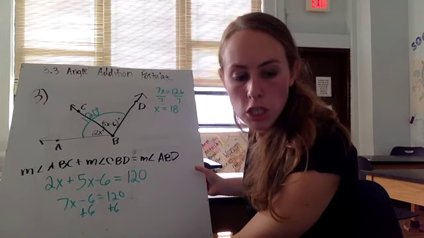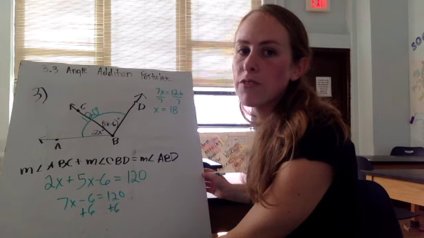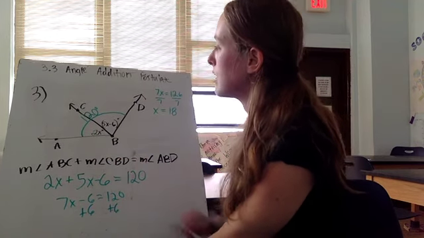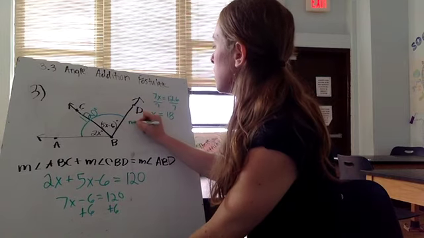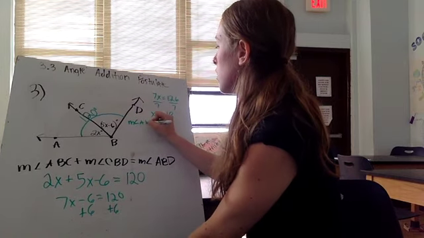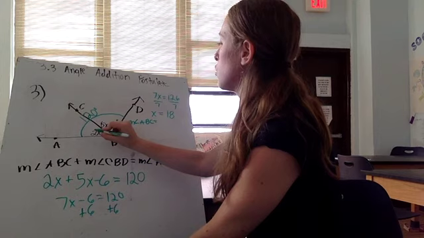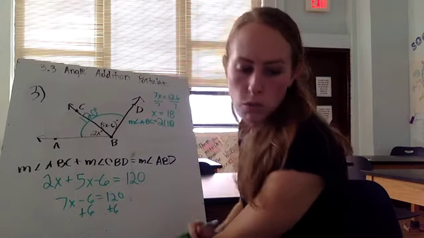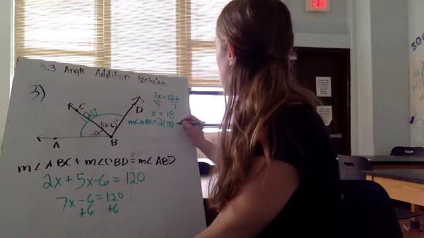Now I haven't finished. I still have to go back and I have to plug it in for both angle measures. The measure of angle ABC. The measure of angle ABC will have to equal 2 times 18, which would end up being 36 degrees.